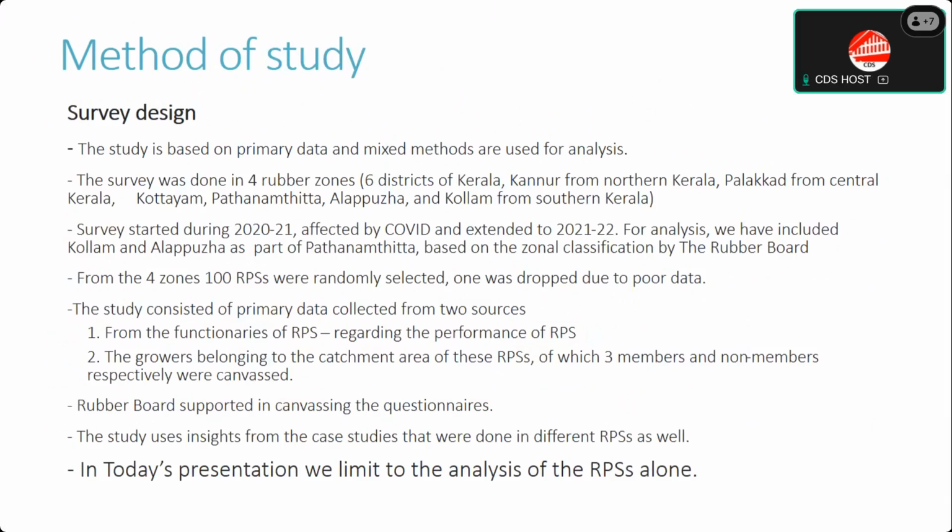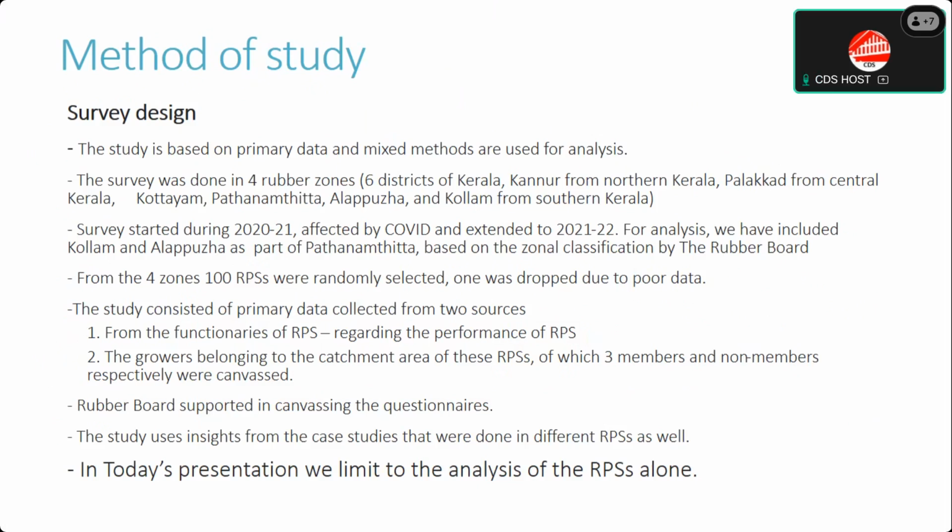Now from the 4 zones, 100 RPSs were randomly selected, and one of them was not available. At this point, I must thank the Board for helping out with the survey. The list of RPSs and the meeting with the RPSs and conducting the primary survey itself was actually done by the Rubber Board. Our involvement was building the questionnaire, training the extension service officials, and then also doing the case studies.